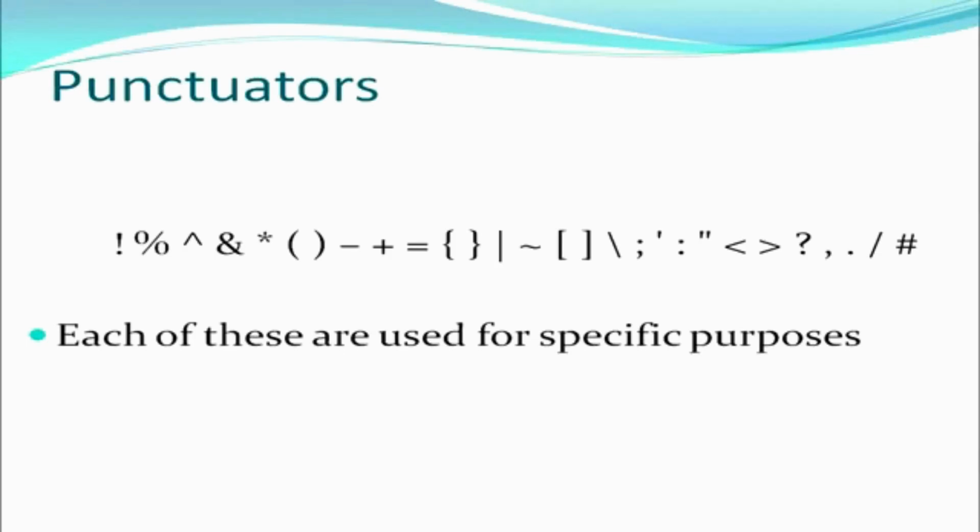Next, we move on to punctuators. Various special characters that you have on the keyboard are punctuators. Each and every character has a specific purpose, and you have to use it according to that very purpose. For example, round brackets cannot be used in place of curly brackets and vice versa. Although they are brackets, they are still used for specific purposes.